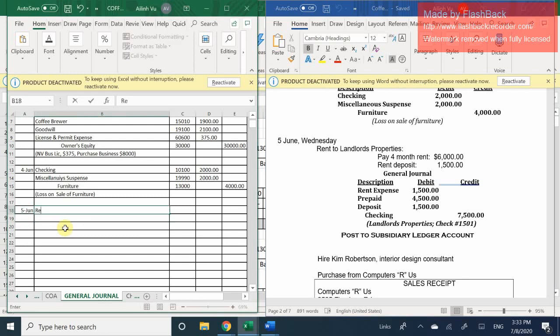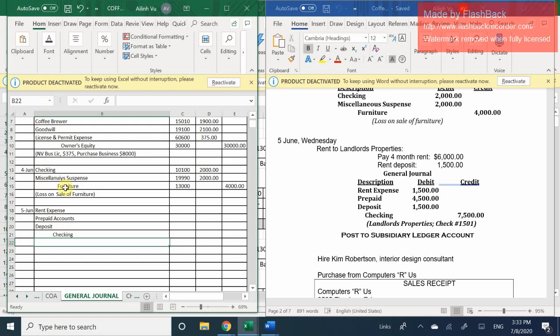So first thing that we gotta recognize is we got rent expense. Second thing that we have is prepaid accounts. And then lastly, we're going to go deposit. And then, of course, how are we paying this? We're going to pay it by check. So we are going to have checking in our account.